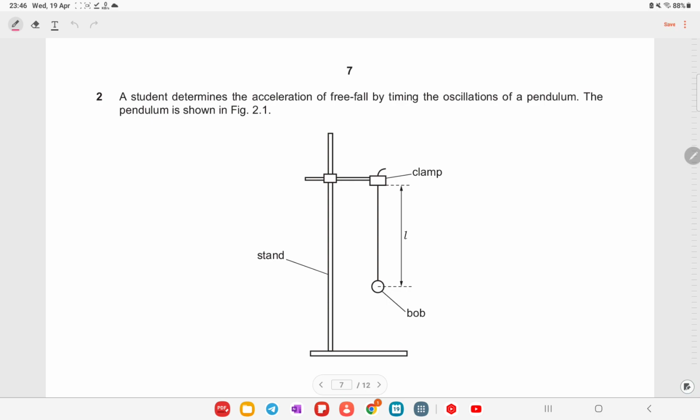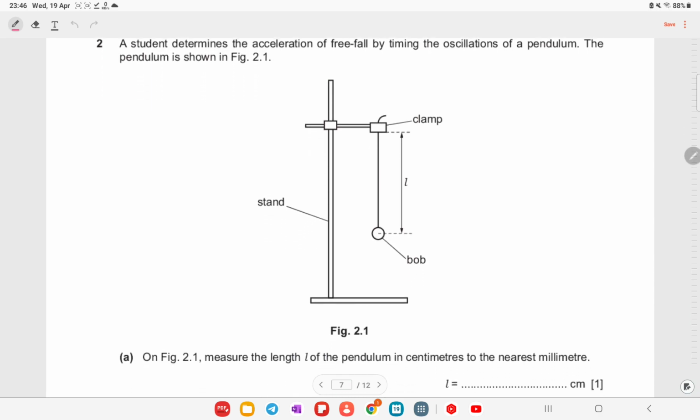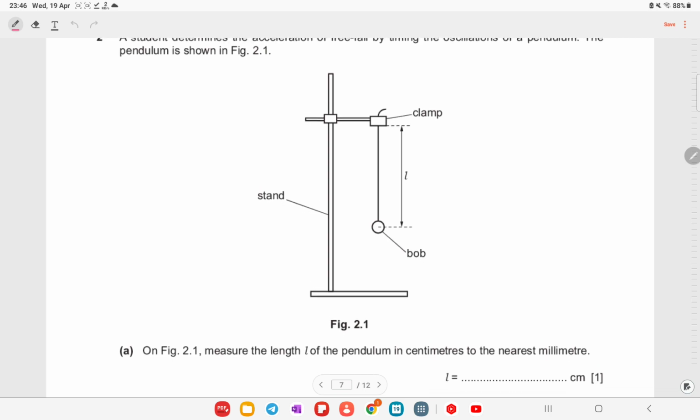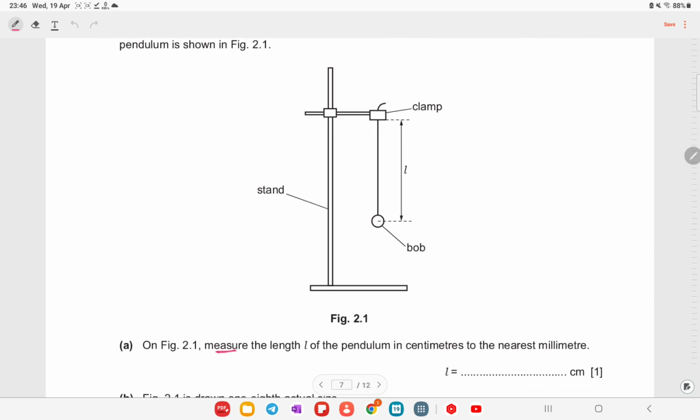Moving to the next question. A student determines the acceleration of free fall by timing the oscillation of a pendulum. The pendulum is shown over here. On figure 2.1, measure the length. So you have to put a scale over here, and then measure this length. It's going to be around 3.5 centimeters.